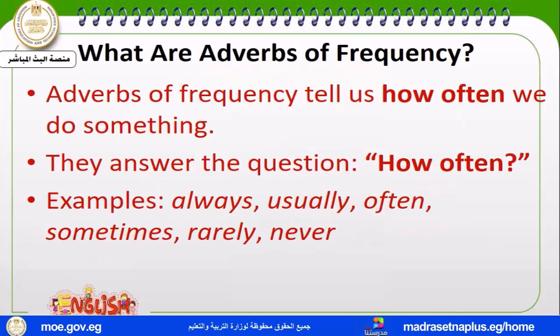For example, these can be words like always, usually, often, sometimes, rarely, never. So, are these words the same? Do these words tell us that the action is repeated the same number of times, like all the other ones? Let's see how each one of these adverbs is different.